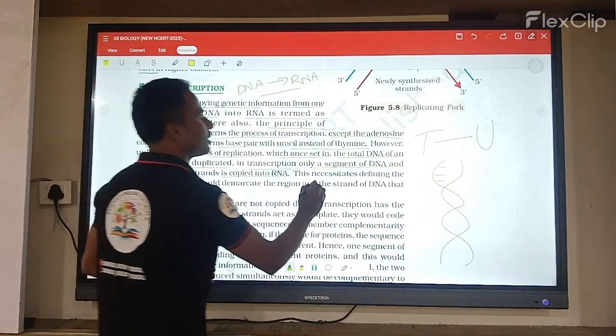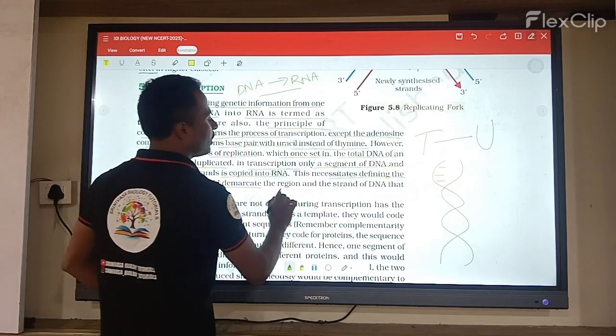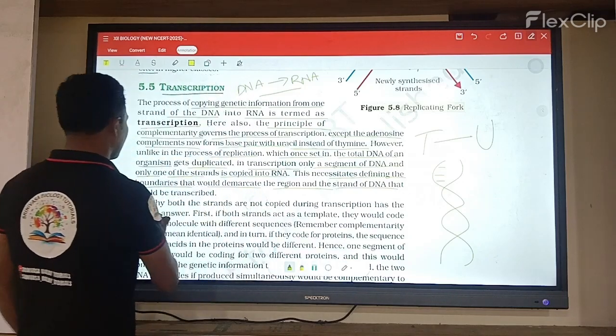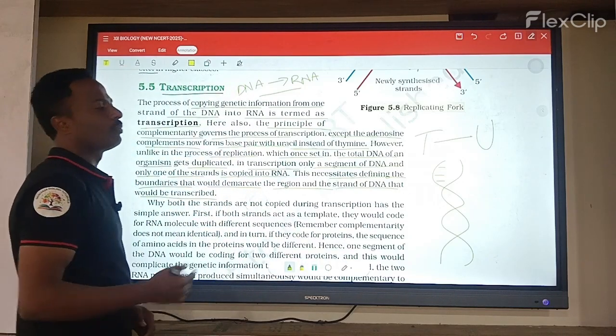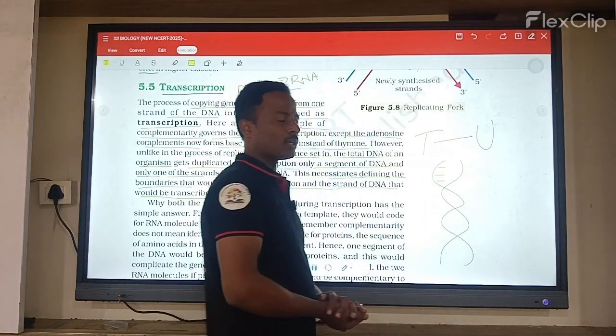This is necessary because it defines the boundaries that determine the region of the DNA strand that will be transcribed. Then this information is transferred from here to here, which is called the transcription process.